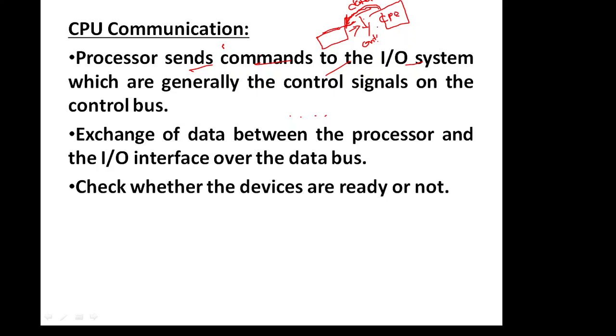So here, we are going to exchange the data between the processor and the I/O interface by making use of a data bus. Like we have to check whether the devices are ready or not. So the first one is the CPU communication.